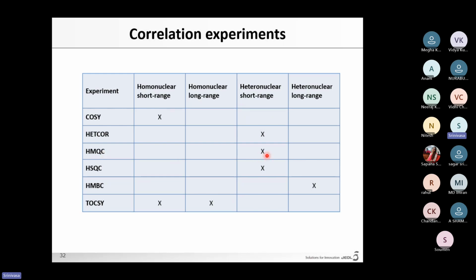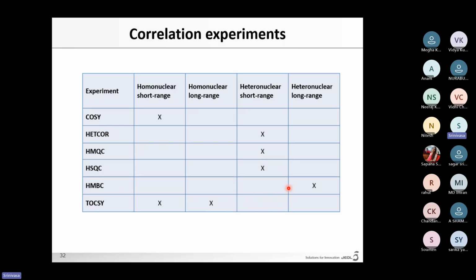HMQC is again a 1 bond correlation, but detection is through the proton side. HSQC is also a 1 bond correlation, with detection through a proton. But comparing HMQC and HSQC, HMQC has kind of broad peaks, broad contours. If peaks are merging, the contours merge, and then you will not be able to distinguish between the peaks. So HMQC is mostly used for medium-sized molecules, or where peaks are well separated. HSQC is kind of universal. You can use it for any type of molecule.